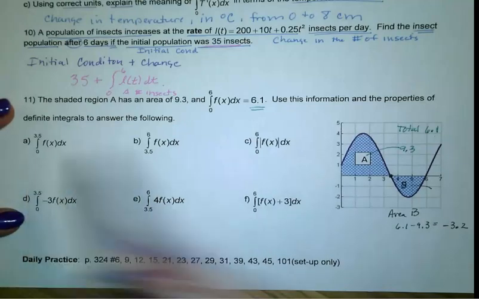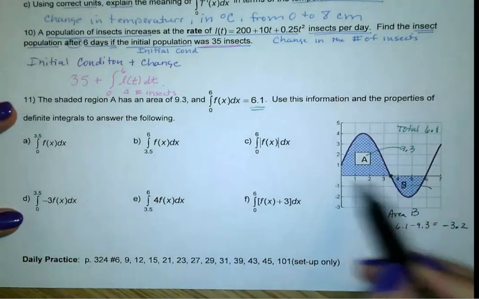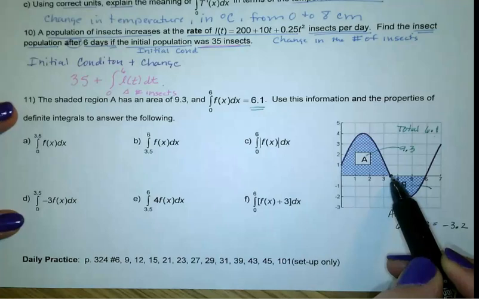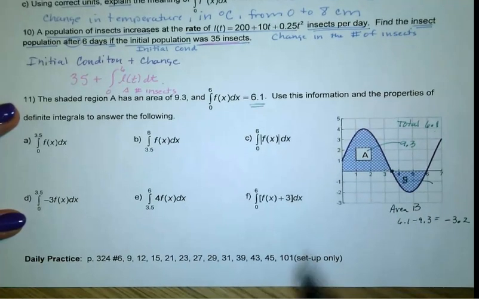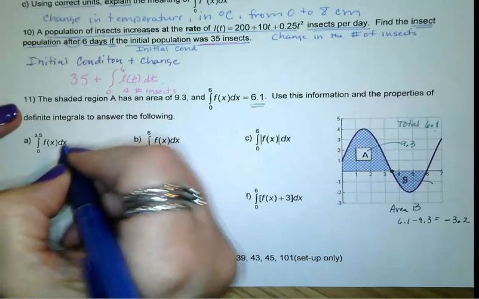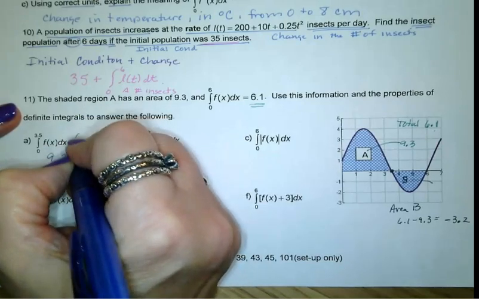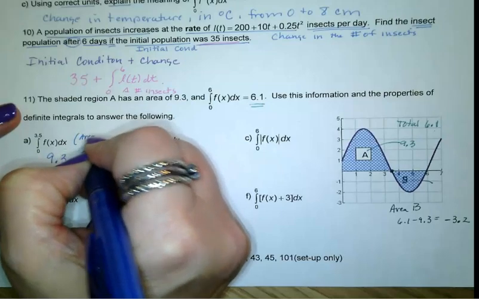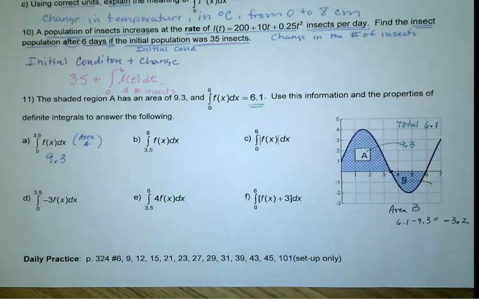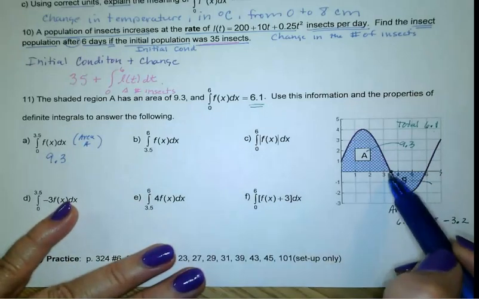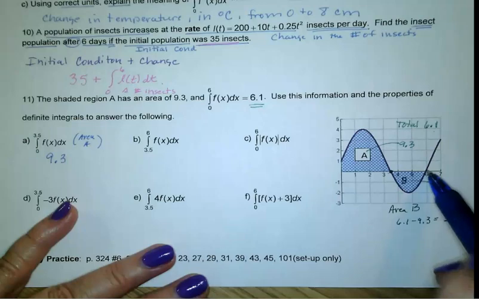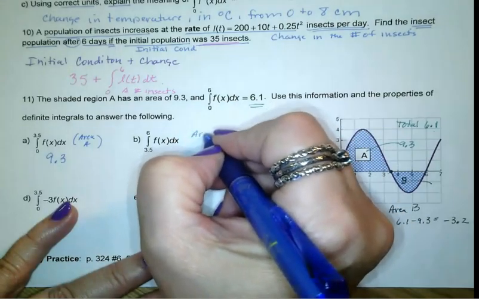Okay, so first we're going from 0 to 3.5. So we're going from here to here. That's all of this that we have labeled A. So then in this problem, we know that the answer for this is going to be 9.3. And this is area A. All right, so that's a given. So now we're going from 3.5 to 6, which is right here. So that's our B area. We just found that a minute ago.